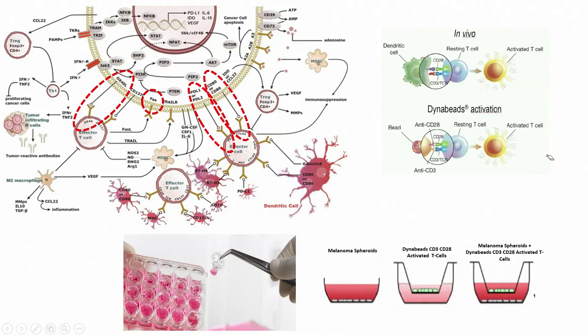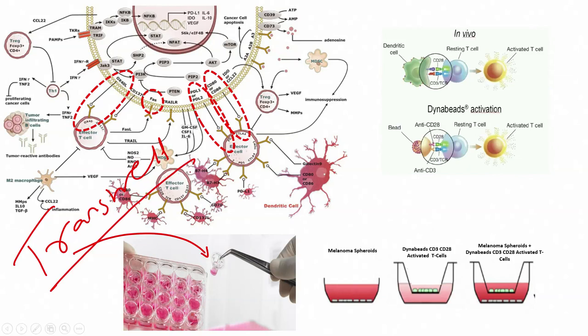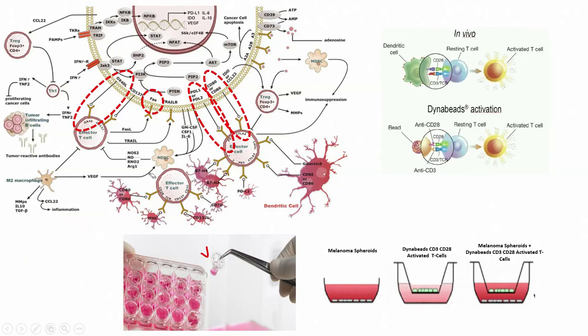Now, let us come here. This image that you can see here is called a transwell. Transwell, T-R-A-N-S-W-E-L-L, okay. So, it is a well with pores which are less than 4 microns. Now, I told you the T cell size is about 4 microns. So, T cells cannot pass through this filter, through this well. T cells cannot pass through it, okay.